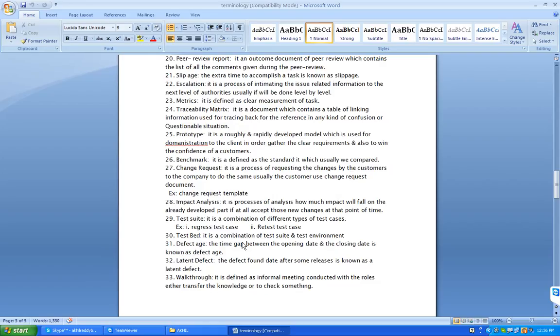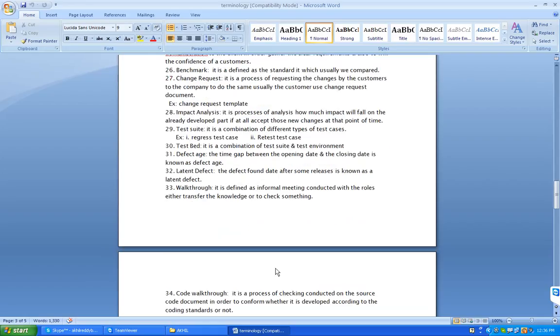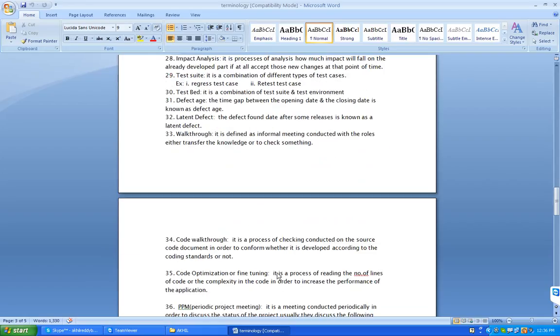Walkthrough. Walkthrough means formal meetings. Each and every software company conducts these formal meetings once a week. That is called walkthroughs. Next, code walkthrough. While developing the application, developers follow coding standards, and they check whether they are following them or not. That is called code walkthrough. Next, if they are not following coding standards, they will rewrite the code. That is called fine tuning.